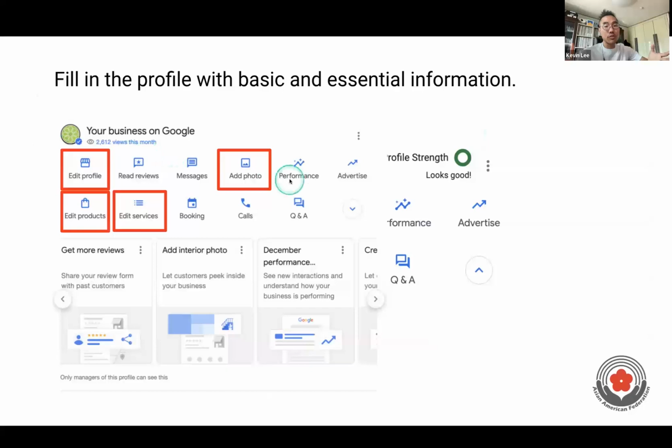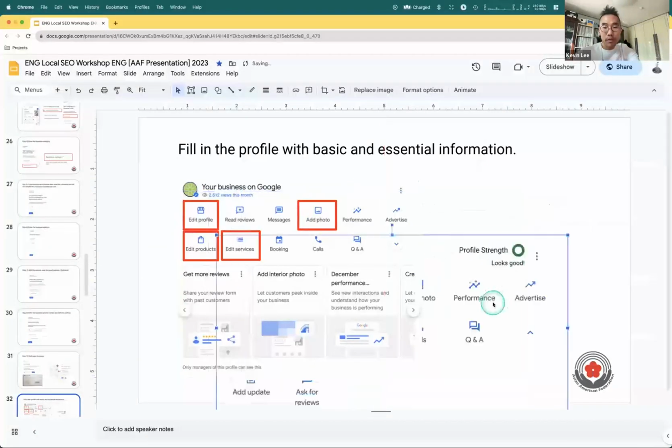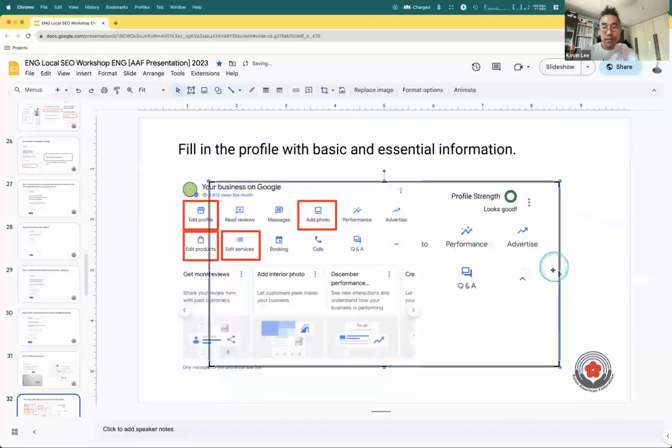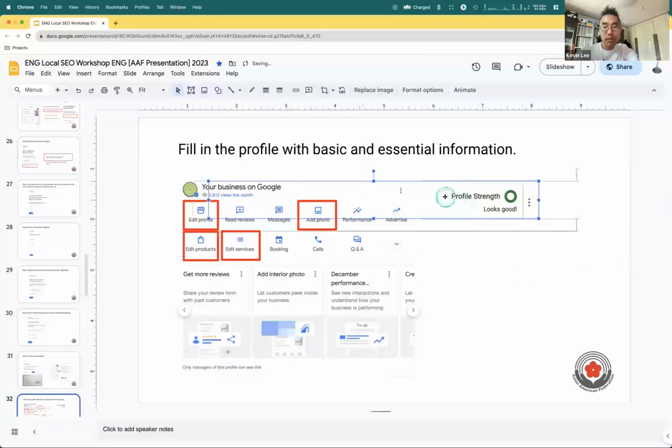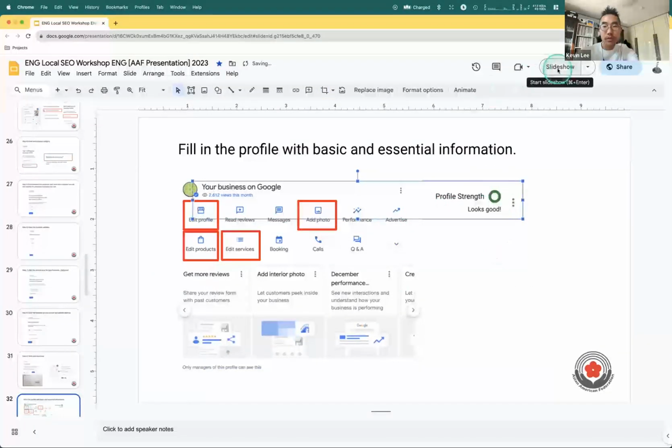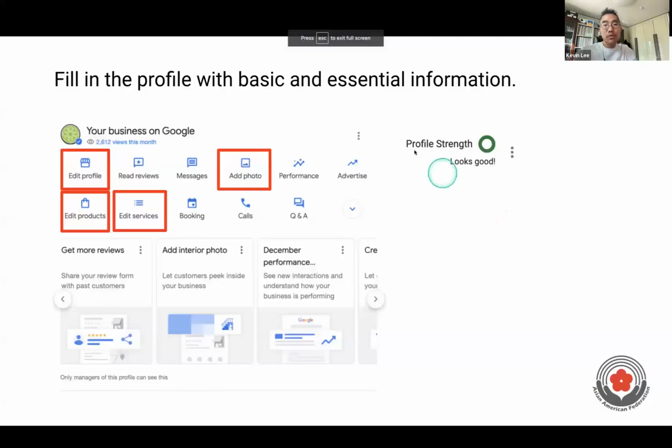So once you create... oh, there are 2 slides in one. I think I was just trying to show this profile strength. Once you have all the categories pretty much done, then you get this profile strength in this green circle. But it's not a big deal if you don't.